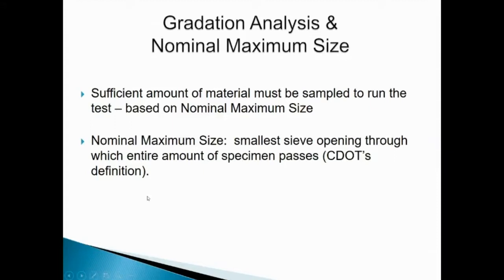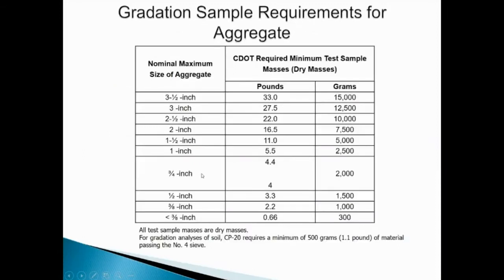At CDOT, our nominal maximum size is defined as the smallest sieve opening through which the entire amount of specimen passes. So for a gradation test, if you're going to be submitting a soil or an aggregate sample to CDOT, specifically for gradation only, if all of your material would pass the 2-inch sieve and you see particles that would begin to be retained on the 1.5-inch sieve, that's an indication that our nominal maximum size is 2 inches. To run a gradation test, we would need at least 16.5 pounds or 7,500 grams of material.